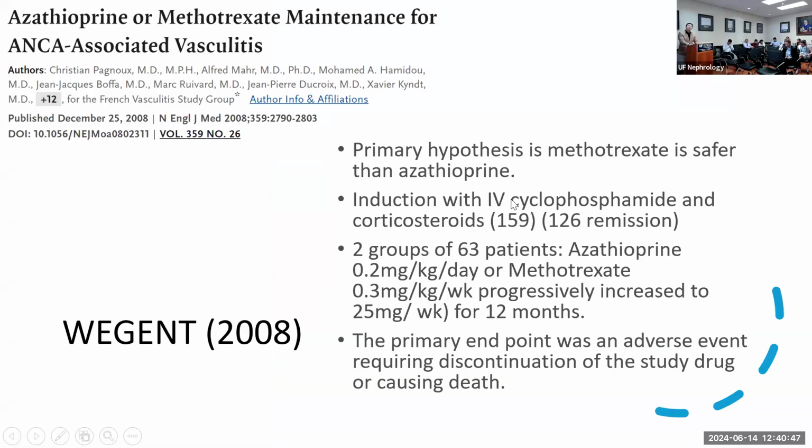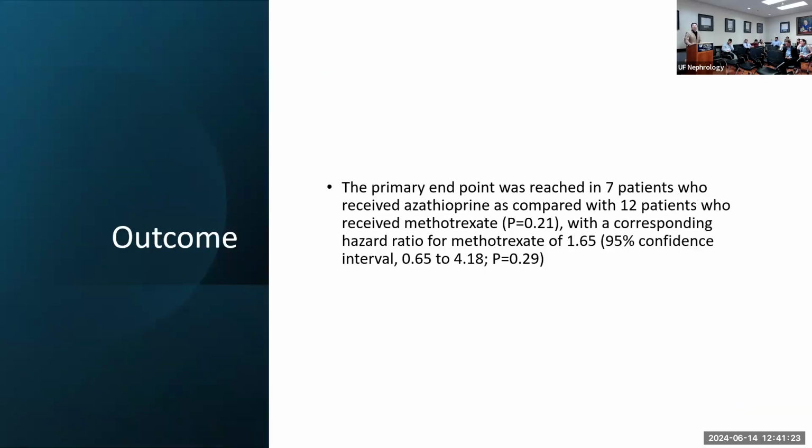Next one is azathioprine or methotrexate in maintenance of vasculitis. Again, patients got cyclophosphamide and corticosteroid as the induction agent. The primary hypothesis was that methotrexate is safer than azathioprine. There were two groups of 63 patients, azathioprine and methotrexate. The primary endpoint was an adverse event requiring discontinuation of the drug or causing death. The primary endpoint was reached in 7 patients who received azathioprine and 12 patients who received methotrexate, but there's no superiority.